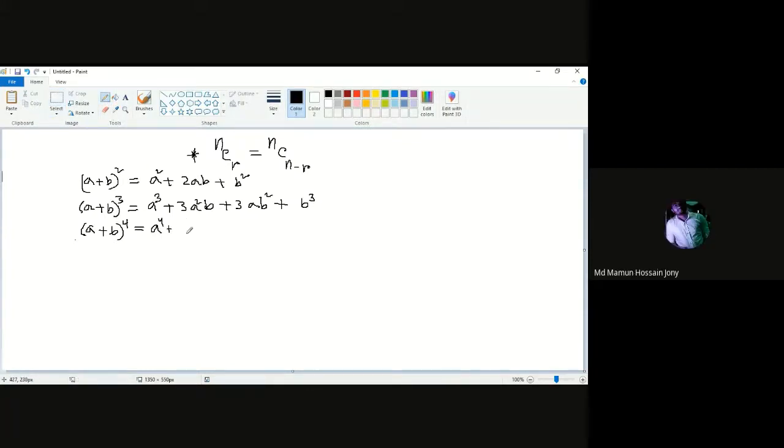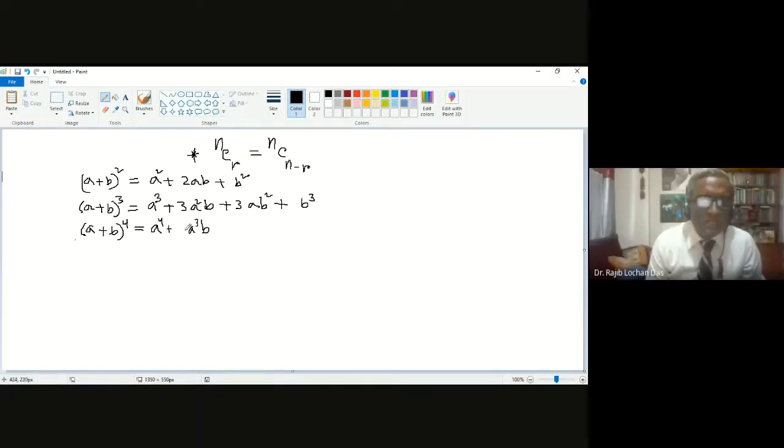And the next term will be a cube b. That is, a is getting less, b is getting higher. The next term will be a square b square, and the next term will be a b cube, and the last term will be b to the power 4. That's it. Do you understand that?